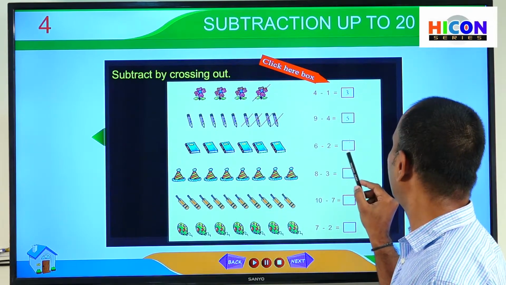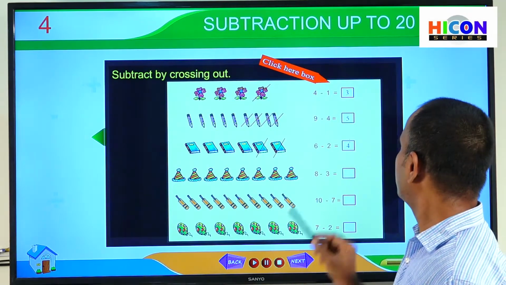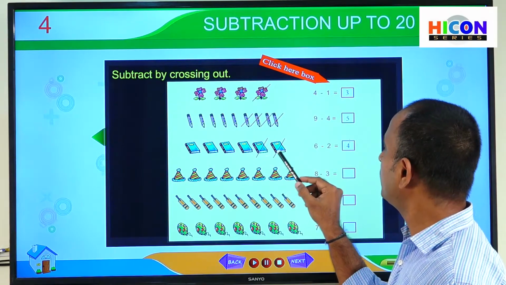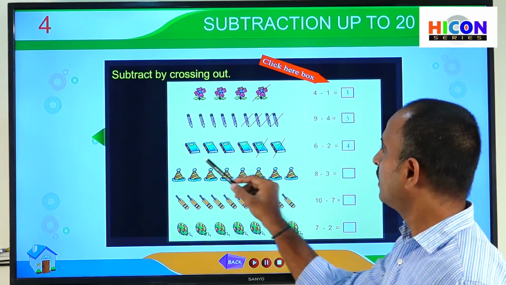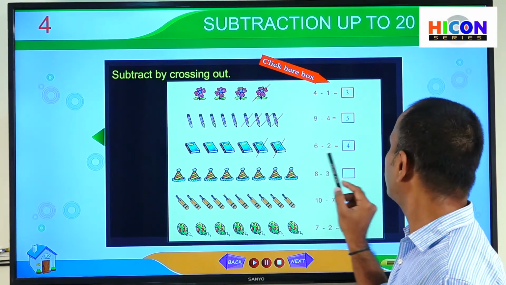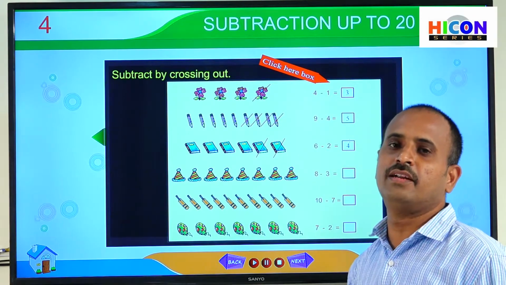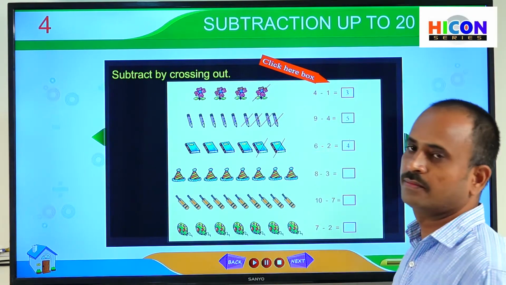So write 4 in the box. Children, they have taken away 2 books. The taken away can be represented by crossing out. So there are 4 books left there. That's why write 4 in this box. So this 4 is the answer and 4 is called the difference of 6 and 2.